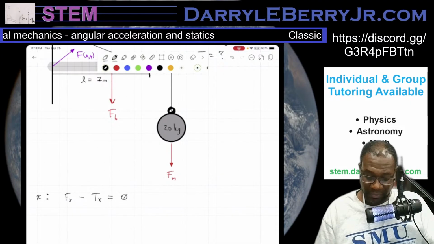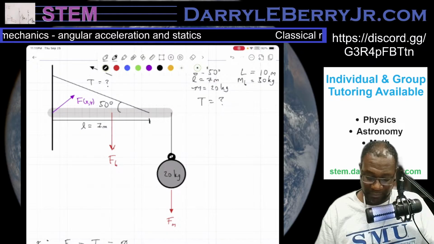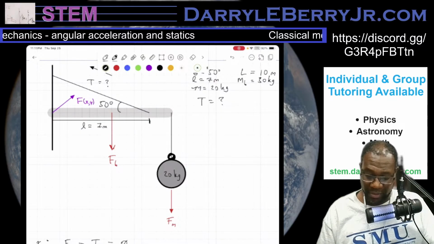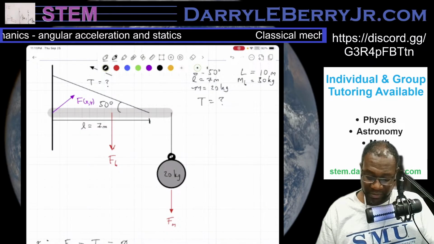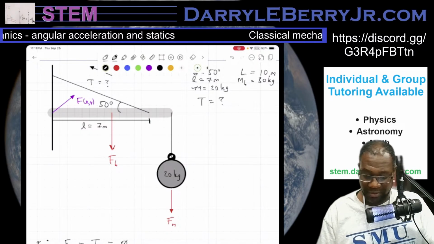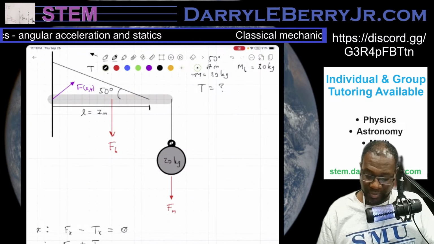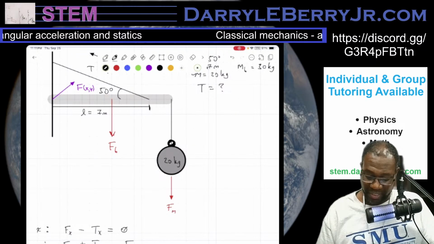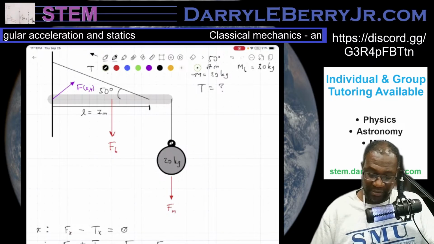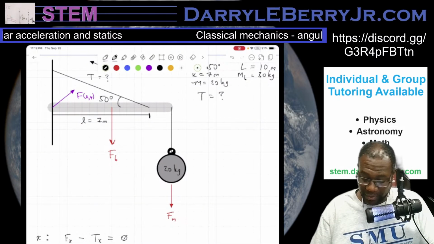We have in the y, we have Fy, and that's also going up because it's holding the weight up. We have plus Ty because the tension on the wire is pulling the weight up. And we have minus Fm since the weight is pulling down. And we have minus Fb since the mass of the beam is pulling down. And that also equals 0.